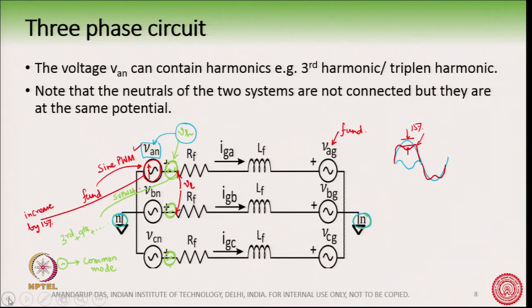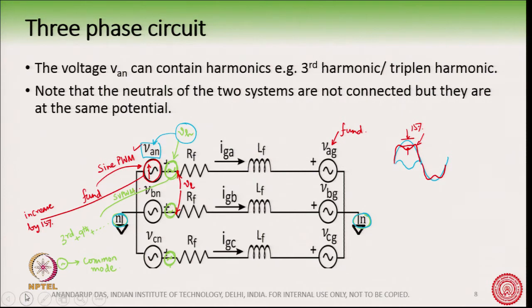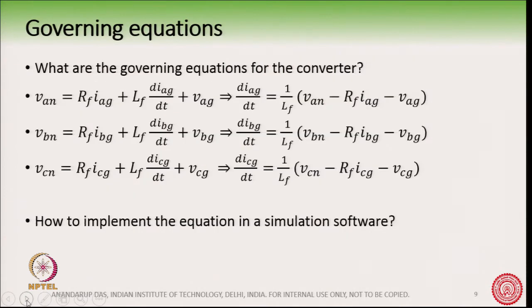Now, we will write down the differential equation for this circuit. We will write the very simple differential equation. We have seen that there is a voltage source and there is an RF, LF and a grid. So, we can write VAN is RF IAG plus L di/dt plus VAG. Very simple equation, and for the 3 phases.